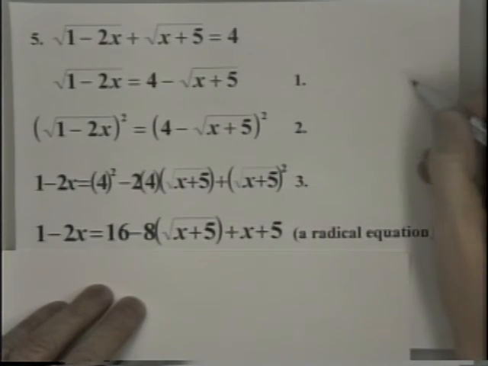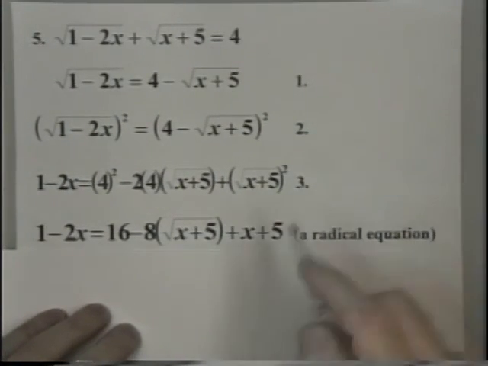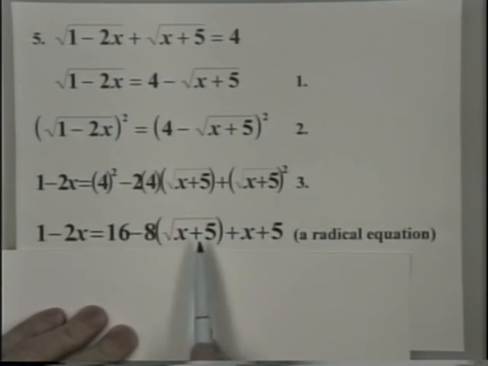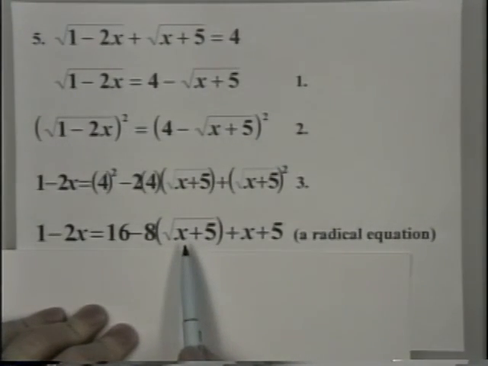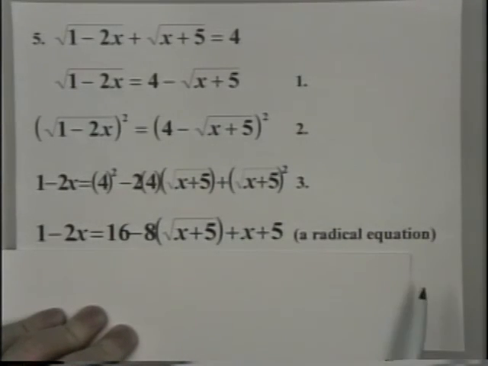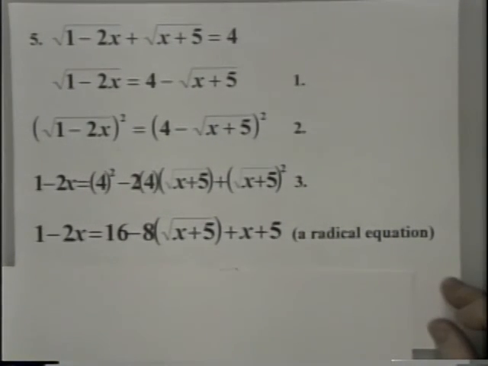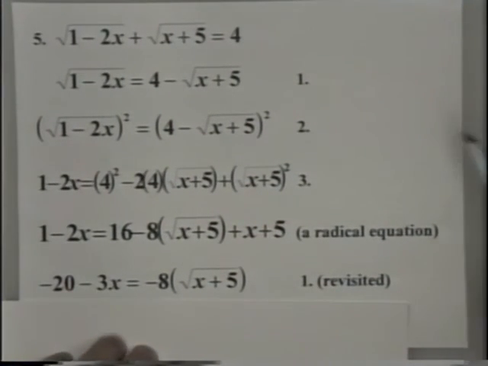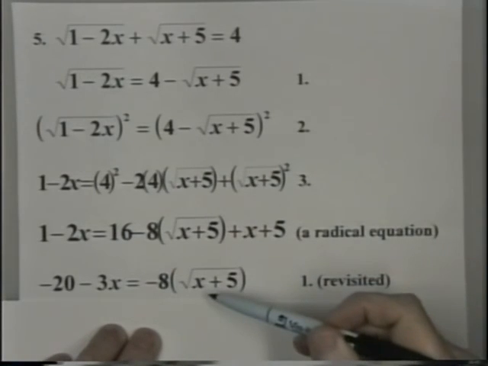We're going to cycle back up and do exactly the same thing again. It said at this step we should be solving by the appropriate method. Well, the appropriate method is to solve it as a radical equation. And what do we do with a radical equation but isolate the radical? And so number 1 is revisited. We go back to number 1, which is isolating the radical.